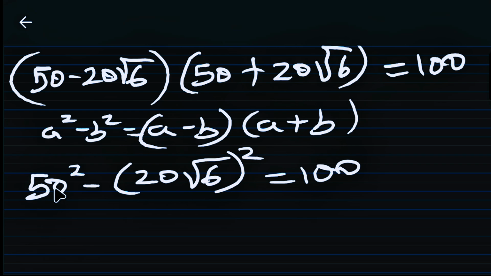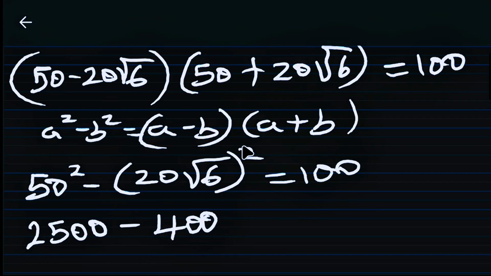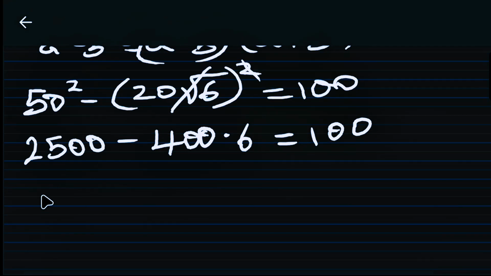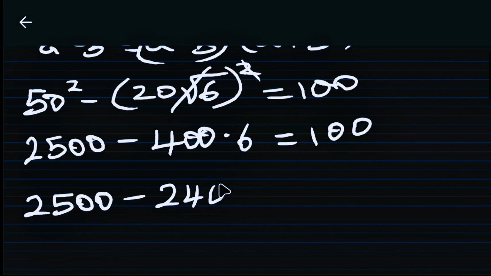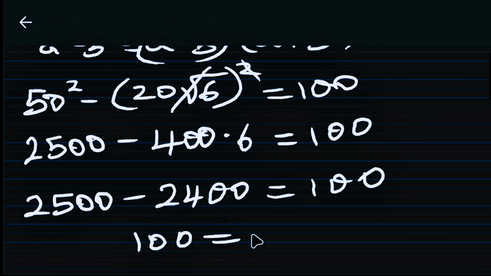Okay, so from here 50 squared is 2500. Then minus 20 squared, which will give us 400. Then this square here will cancel out this square root. Then we'll have this multiplied by 6. Would this be equal to 100? Now let's continue. Now from here we have 2500 minus 4 multiplied by 6 will give us 24. Then we'll bring down those two zeros. Will this give us 100? 2,500 minus 2,400 will give us 100, which is equal to 100.